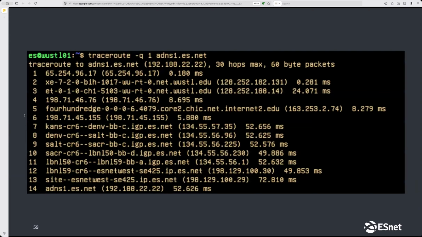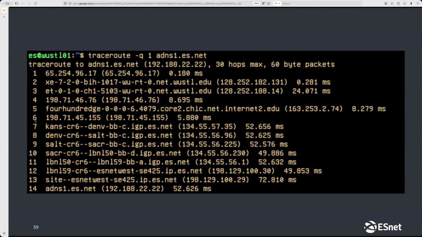Okay, so if you look at this, I'm using an NLNOG RING node located at WashU in St. Louis. NLNOG RING is very cool. If you don't know what it is, look it up. ESnet has a node on it. There's a few other nodes, UC Santa Cruz and a few other places. So if you want to know what it is, go ahead and look it up because it's pretty cool. And try to join it if you can.